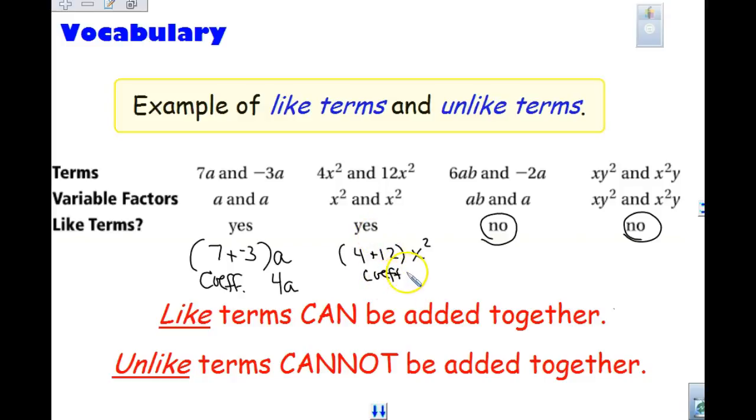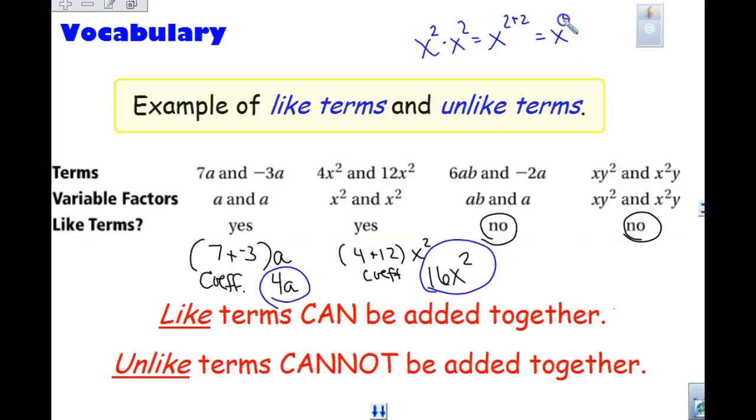4 plus 12 gives us 16x squared. And someone always says to me, well, why shouldn't it be x to the 4th? Because we got 2x squareds. I want you to think about the unit we just finished with exponents. If you have x squared times x squared, that's the only time you're adding the exponents, right? That's how we get x to the 4th.